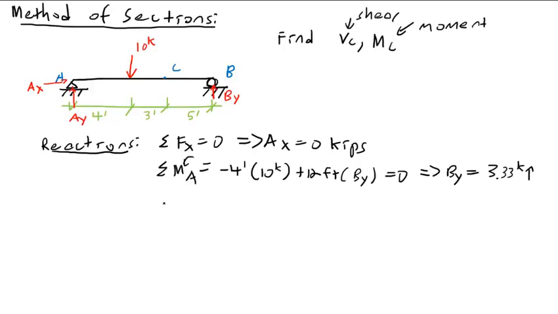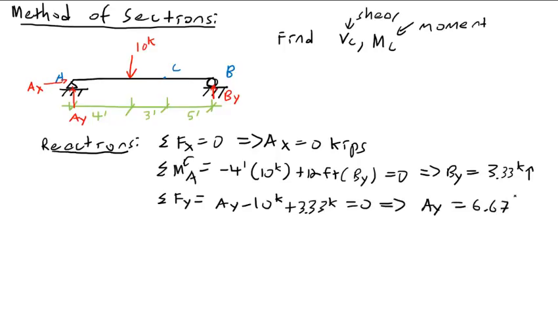So again, the reactions are only the first step. And then sum of forces in the Y direction, we will get AY minus 10 kips plus 3.33 kips equals 0. And from this, we will get that AY is equal to 6.67 kips upward. Any questions on this? Again, this is just basic rigid body equilibrium to find the reactions.